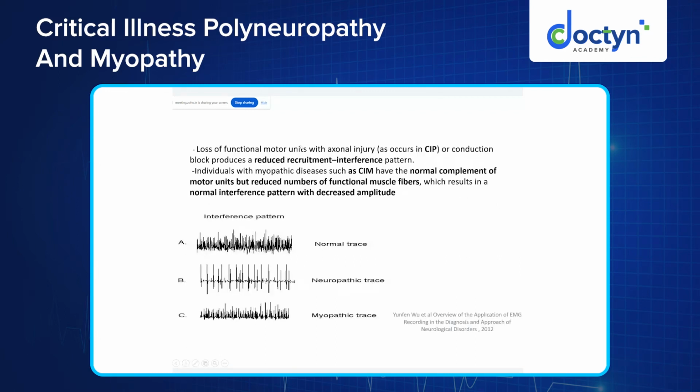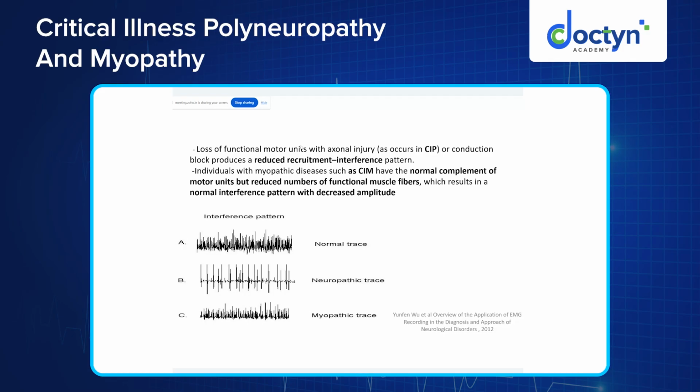So loss of functional motor units with axonal injury or conduction block produces a reduced recruitment interference pattern. Individuals with myopathic diseases such as CIM have the normal complement of motor units, but a reduced number of functional muscle fibers, which results in a normal interference pattern with decreased amplitude.